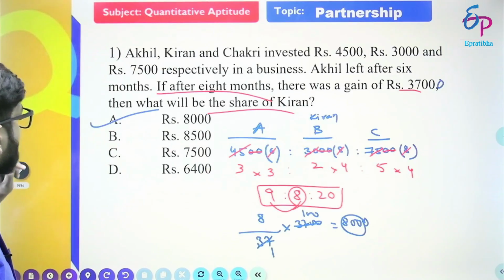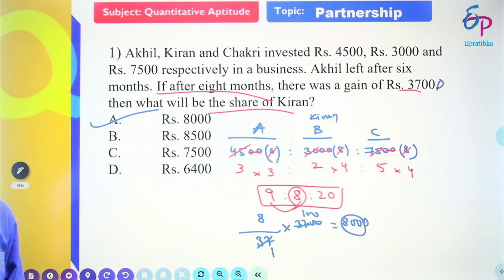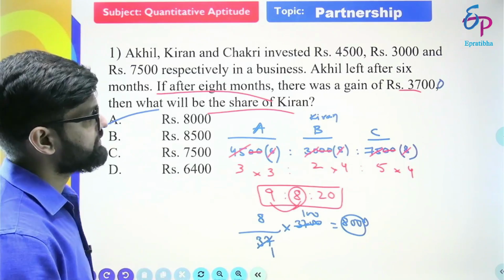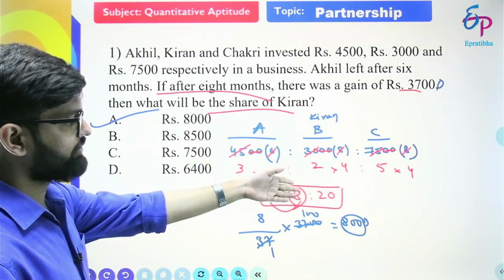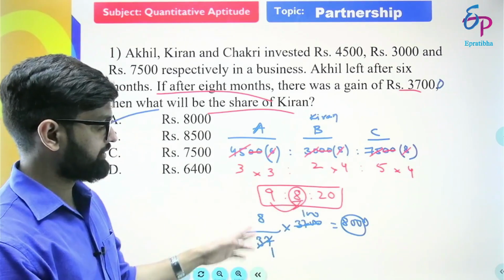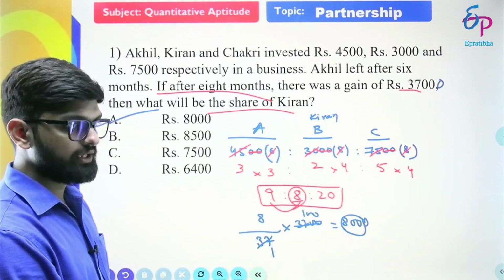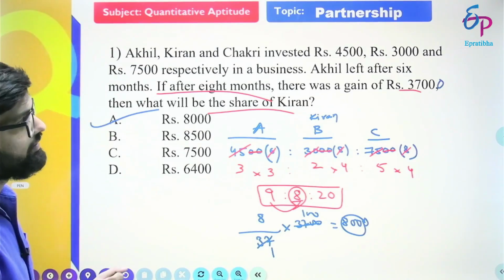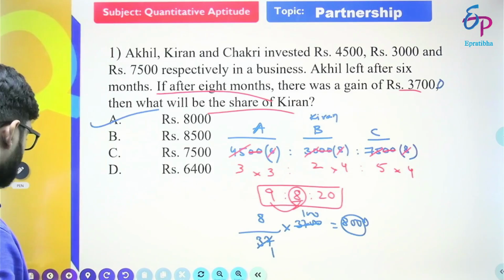Let's see from the top what we have seen. Akhil, Kiran and Chakri invested 4,500 rupees, 3,000 and 7,500 rupees respectively in a business. Akhil left after 6 months. So after 8 months there is a gain. So profit ratio I have found out and I have taken Kiran's value 8 by 37 into 37,000. So 8,000 is the answer. Just change that one.